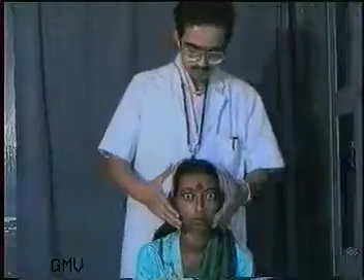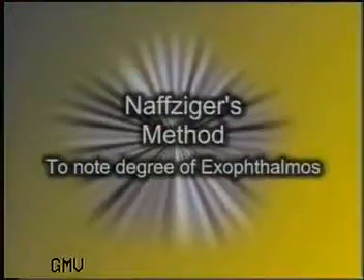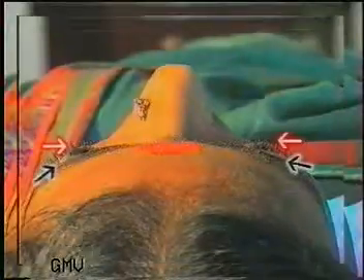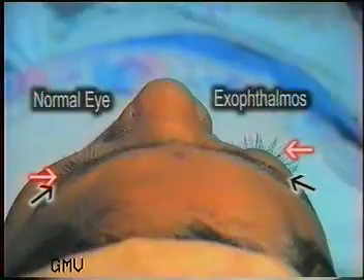Now to note the amount or degree of exophthalmos, examine the eyes by Nafziger's method. Stand behind the patient. Tilt the head of the patient backwards to observe the eyes in supraorbital plane. The actual protrusion of the eyeballs beyond the supraorbital ridges can be appreciated in this position. Normally, the eyes do not project beyond the supraorbital ridges.